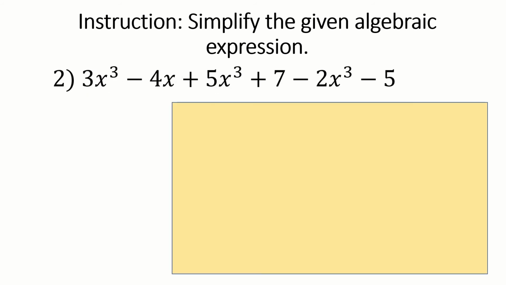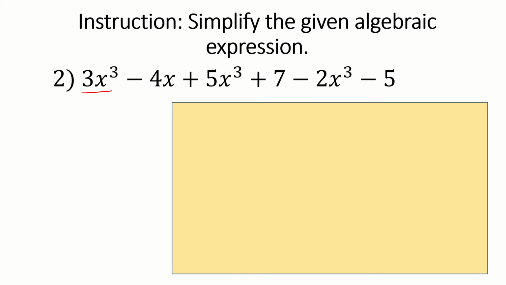Let's have another example, number 2. 3x cubed minus 4x plus 5x cubed plus 7 minus 2x cubed minus 5. Our very first step is to identify our like terms. And perhaps we put the like terms next to each other.